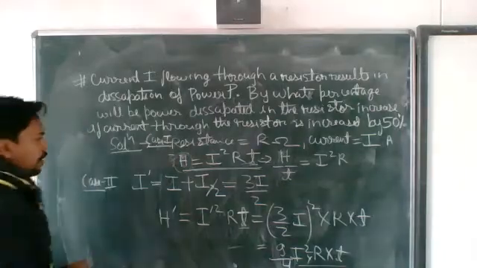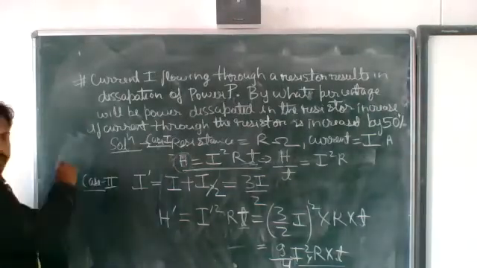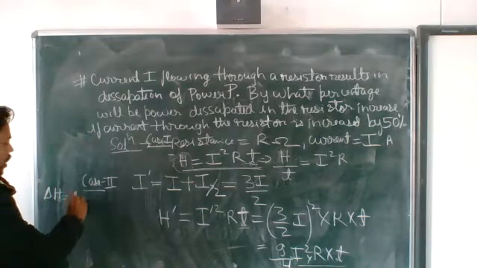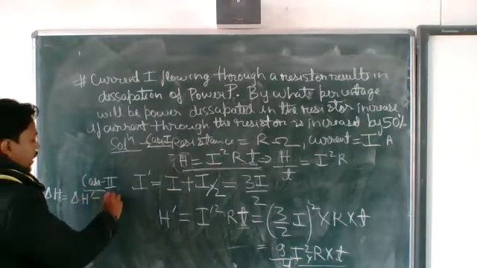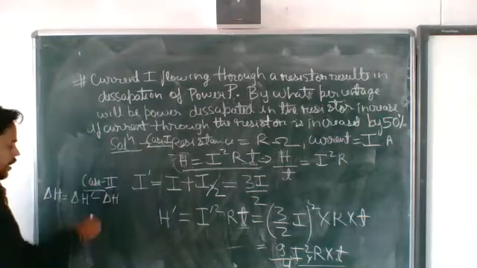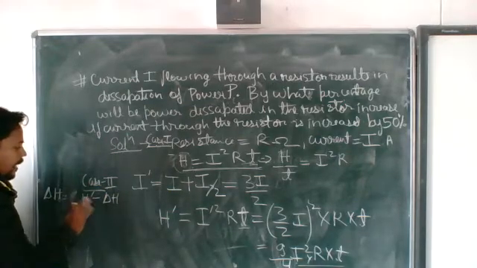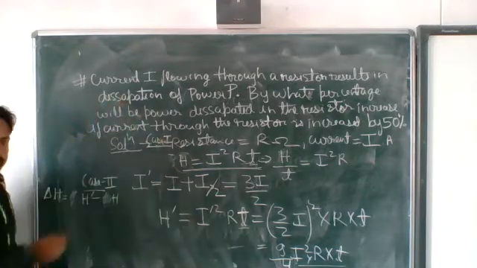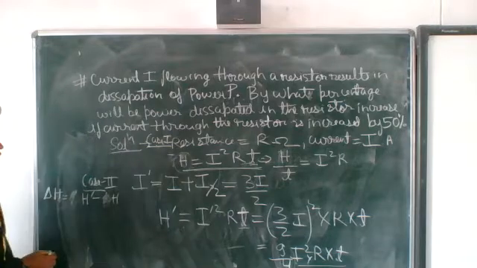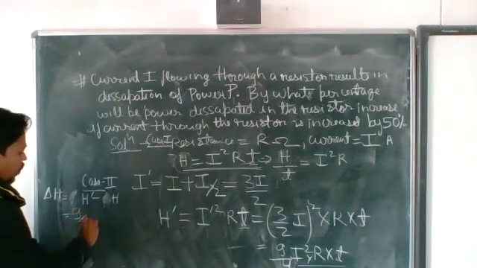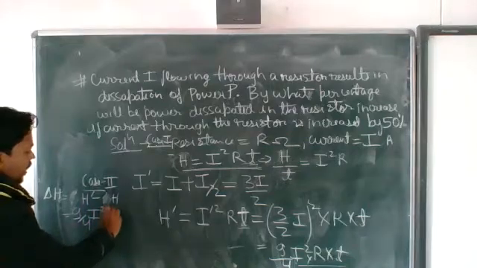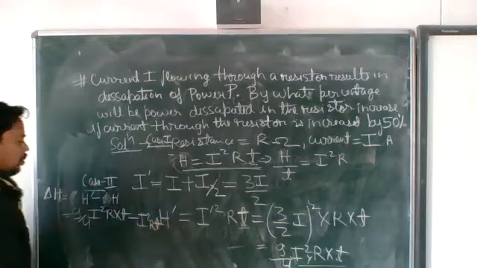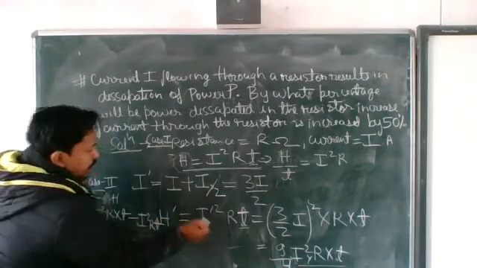So the increment is how much? Let's see. Delta H will be H dash minus H, that is the change. We can say simply H dash minus H, the amount of heat in the second case and the amount in the first case. So we can find that it is 9 upon 4 into I square R into T minus I square R into T, because we know the value of H dash and the value of H.